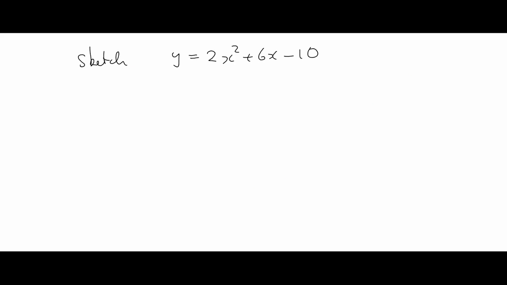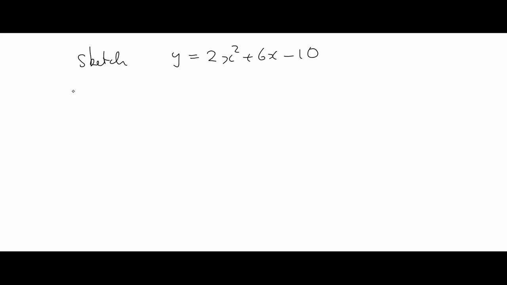Now pause the video and try and sketch this function for yourself: y equals 2x squared plus 6x minus 10. Okay, so let's see here. Now this is a slightly more complicated one because we've got a 2 as the coefficient of x squared, and we can see here this one doesn't factorize.